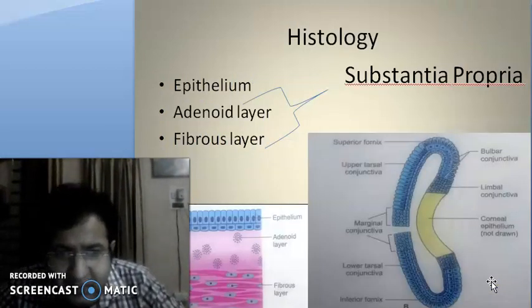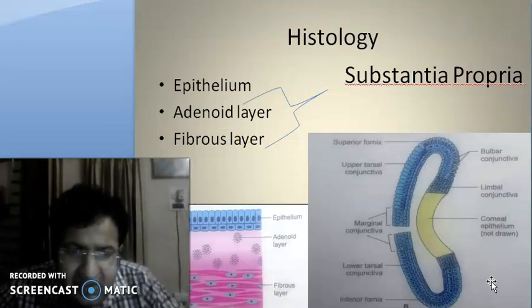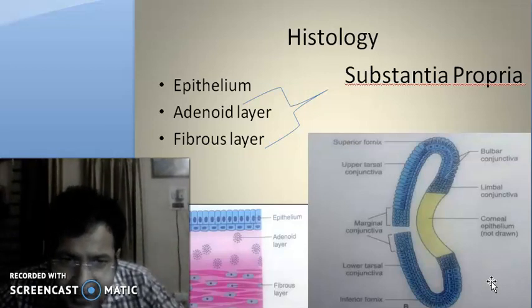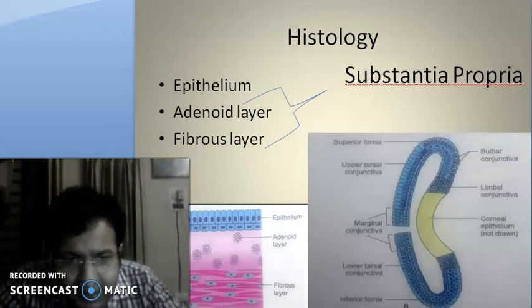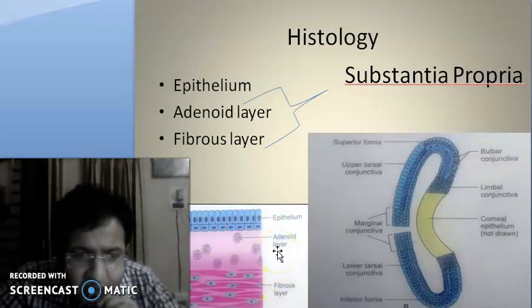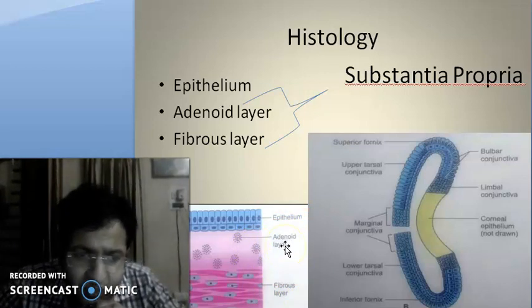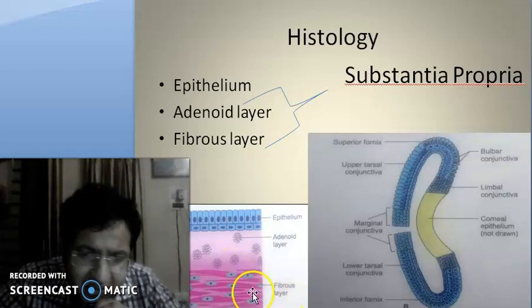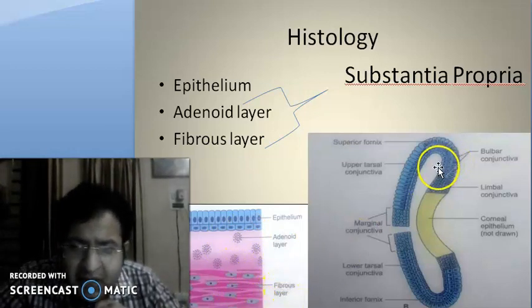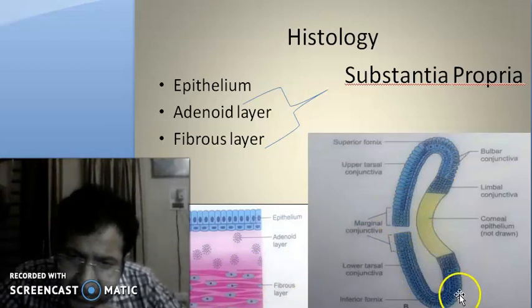Next, we will study about the histology of the conjunctiva. The conjunctiva, as any other mucous membrane, has epithelium and a substantia propria. The substantia propria is further divided into two layers, the adenoid layer and the fibrous layer. The adenoid layer has the property of recruiting cells for immunological purposes and has lymphocytes and all, and the fibrous layer has muscle cells and the fibrous tissue.